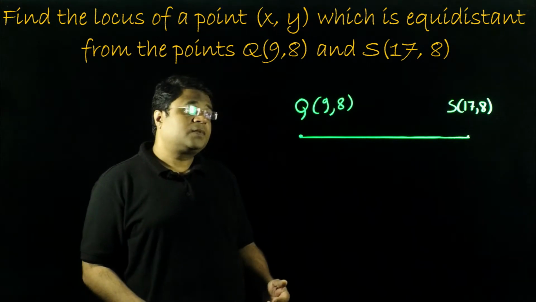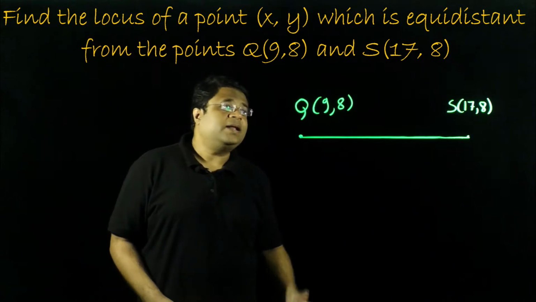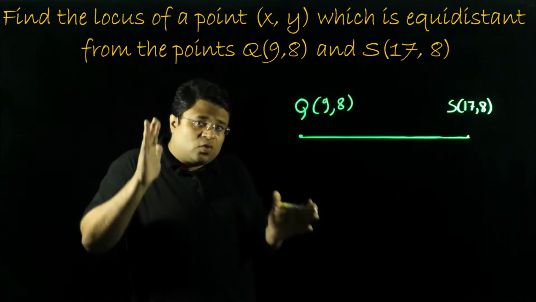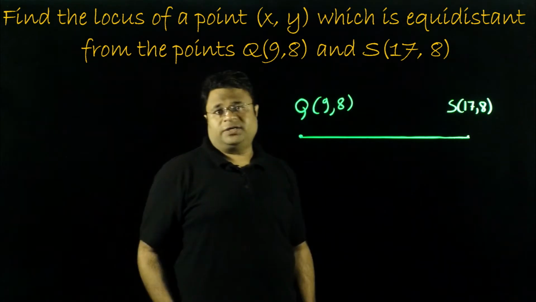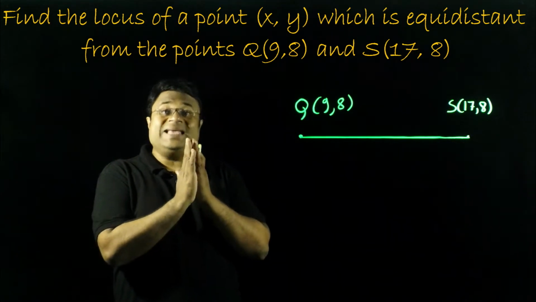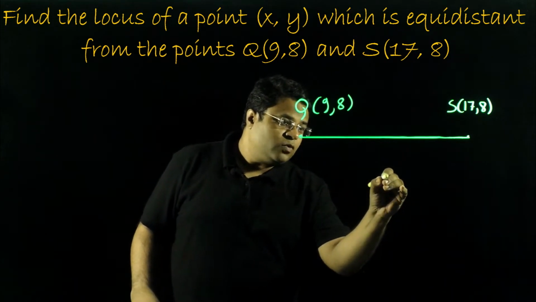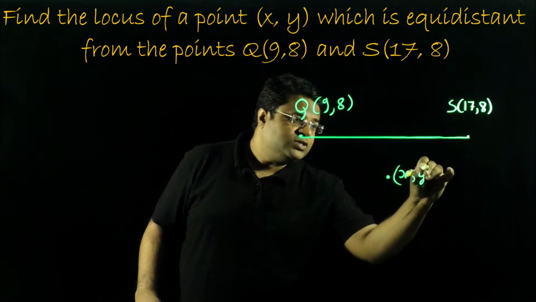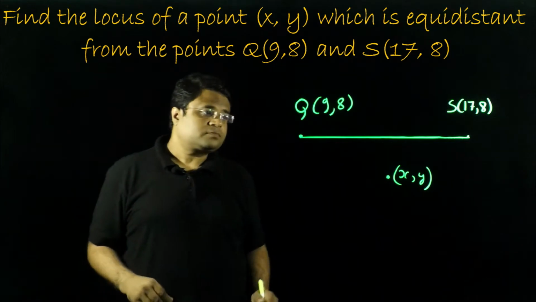Now see, since they have already mentioned the points Q (9, 8) and S (17, 8), it hardly matters whether you actually go and see the front view or not. You just have the points, right? Now they are talking about a point which is equidistant from them. So let me locate a point (x, y) which is equidistant from both the points, right?